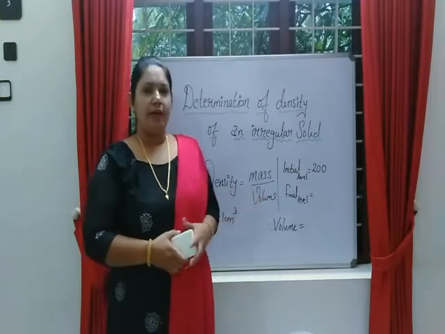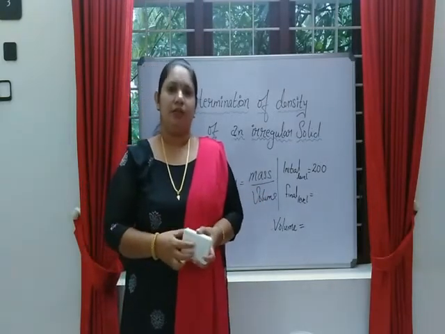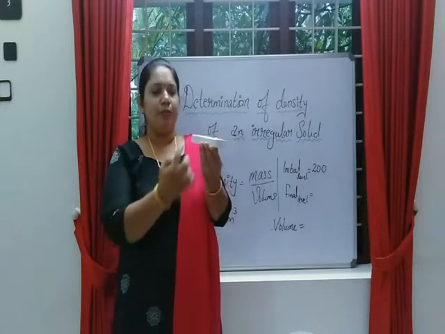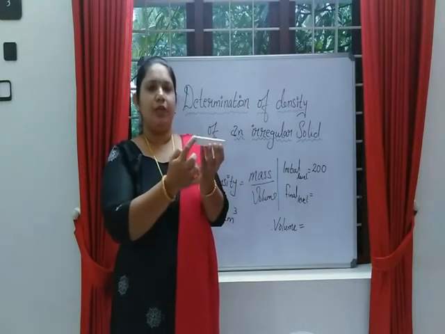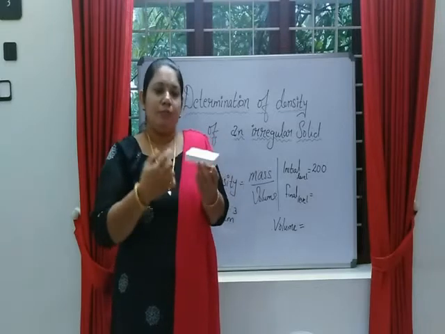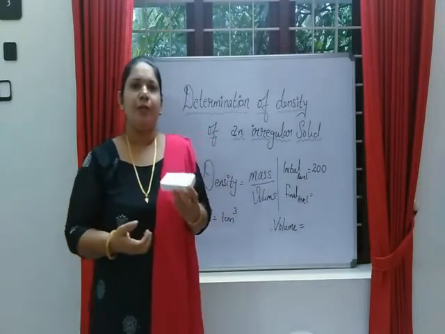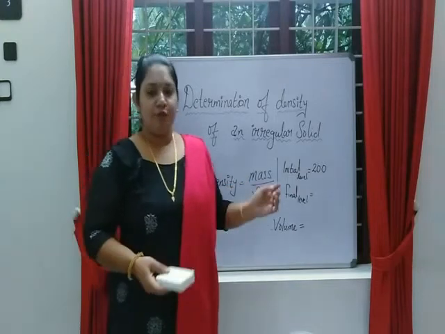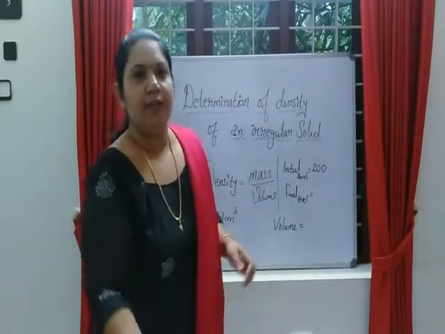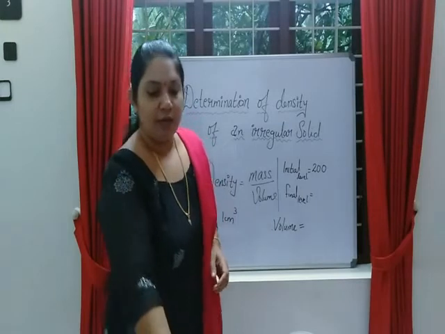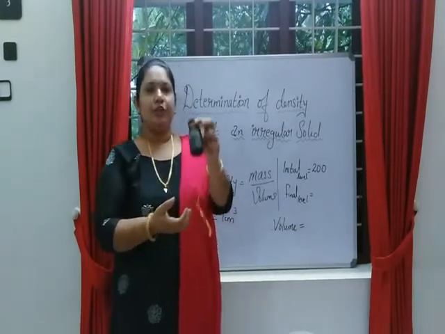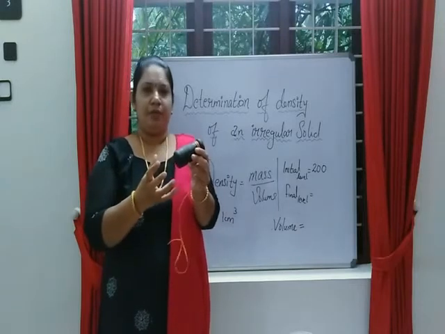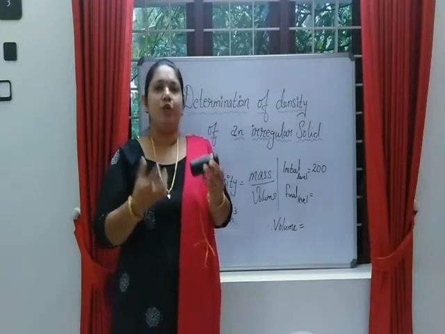So how will you calculate the volume of an irregular solid? If it is a regular solid like this cuboid, we have the formula length into breadth into height. By simply multiplying L into B into H, we will get the volume, and just substitute in the formula mass by volume, we will get the density. But how will you calculate the density of this stone? This is an irregular object. We cannot say a particular shape, so there will be no fixed formula.